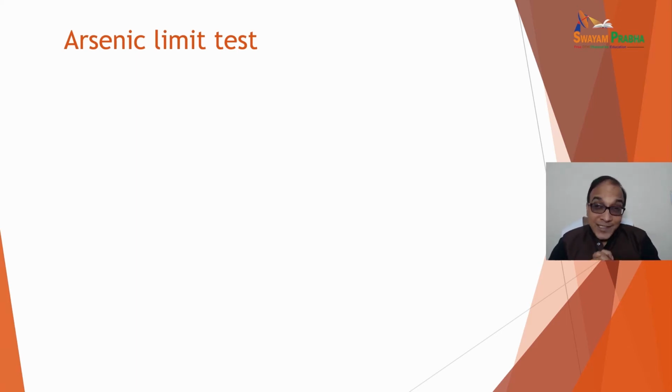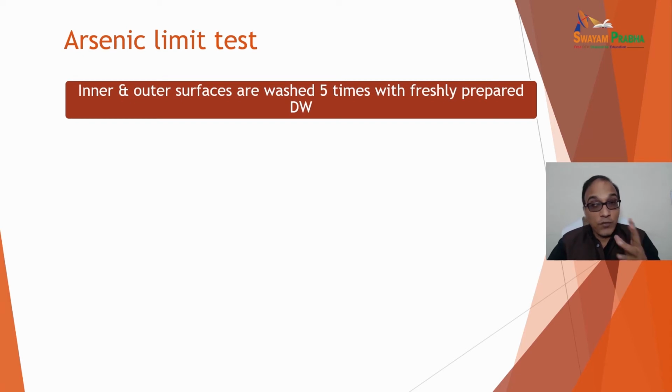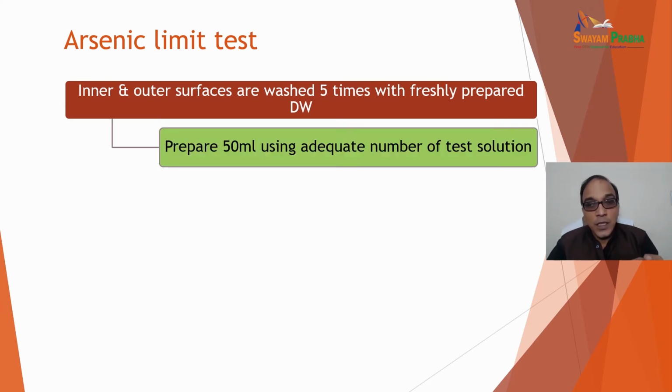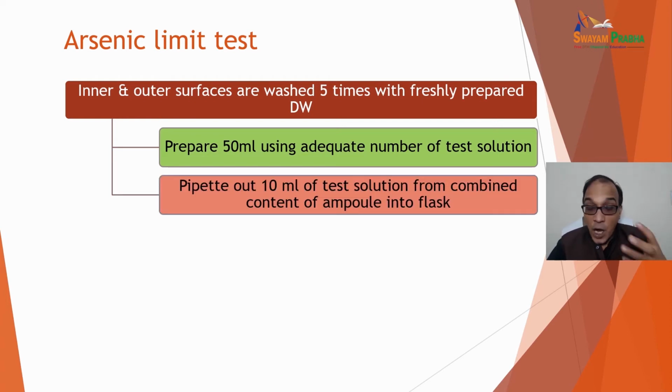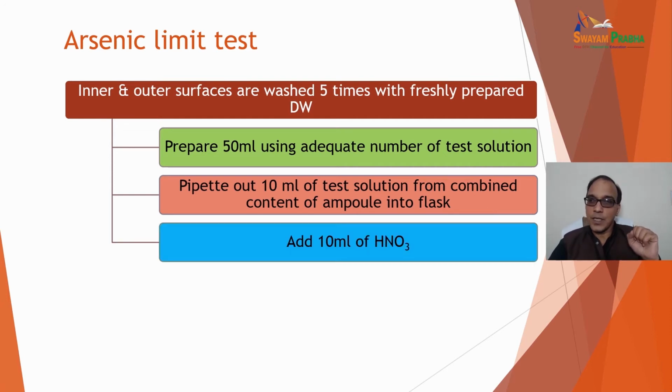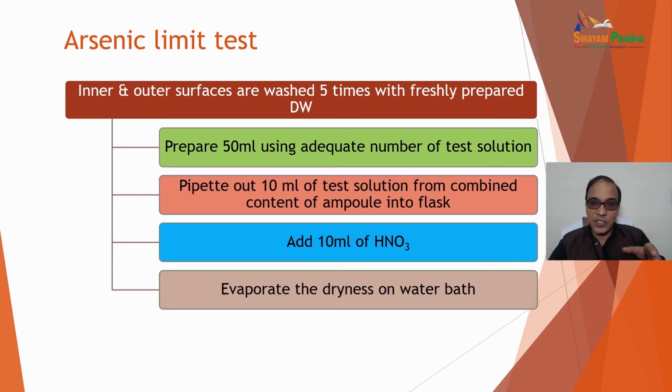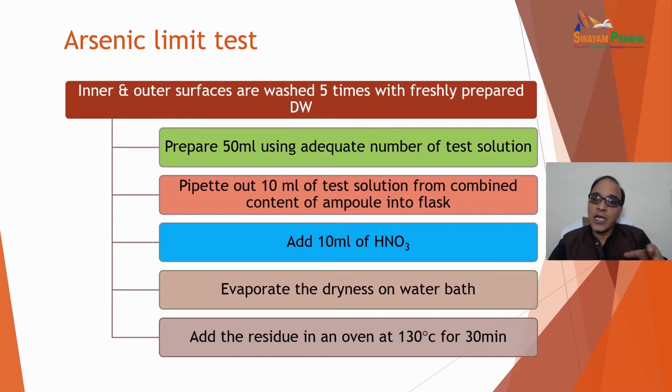Now, the arsenic limit test. Okay, the fourth QC test for the glass. What we are going to do here: the inner and outer surfaces are washed 5 times with freshly prepared distilled water. Then prepare 50 ml using an adequate number of test solutions. Pipette out 10 ml of test solution from the combined content of the ampoules into the flask. Add 10 ml of nitric acid, HNO3. Evaporate that to dryness on a water bath, and place the residue in an oven at 130 degrees Celsius for 30 minutes.